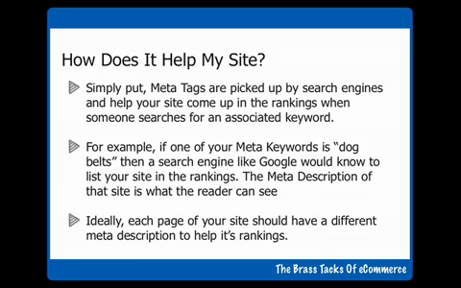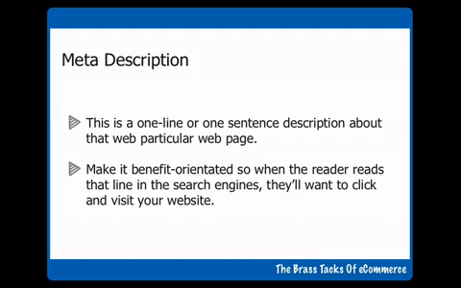So the meta description, or the meta keywords, are basically all keywords related to what your site is about, and the description is basically a one or two liner sentence that describes what your site is about. And ideally each page of your site should have a different meta description, although the keywords may be the same. So again, just to summarize, the meta description is a one line or one sentence description about that particular web page. Make it benefit orientated, so when the reader reads that line in the search engines, they'll want to click and visit your website. I'll share with you a sample soon.